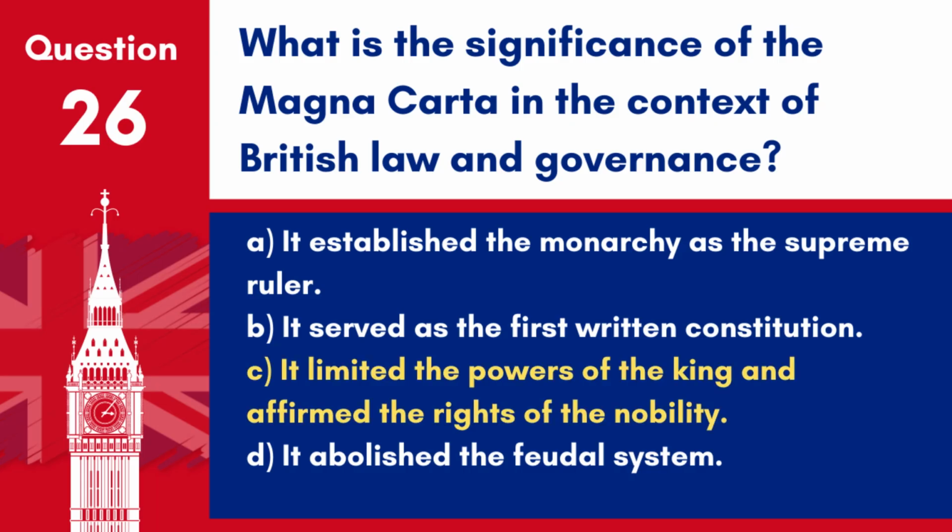Answer: C. It limited the powers of the king and affirmed the rights of the nobility. The Magna Carta, signed in 1215, is a cornerstone of modern democracy and legal systems, establishing the principle that everyone, including the king, is subject to the law.